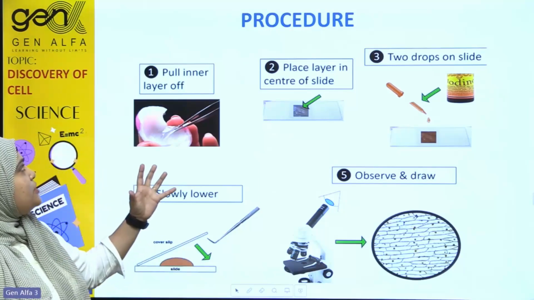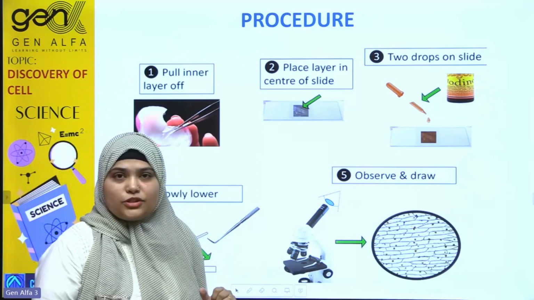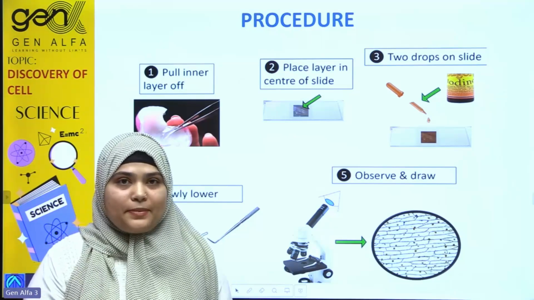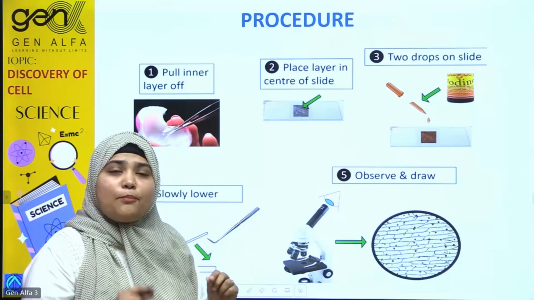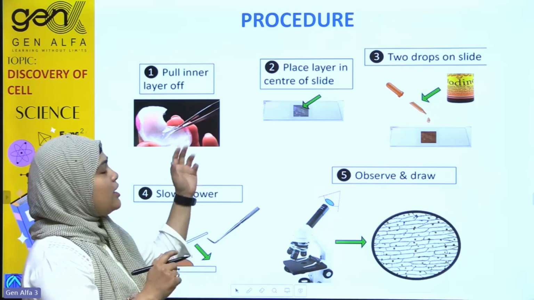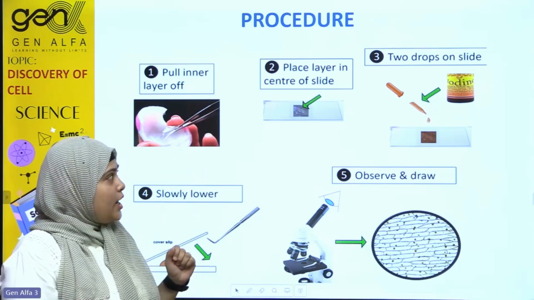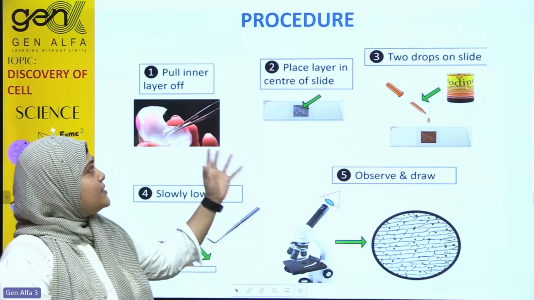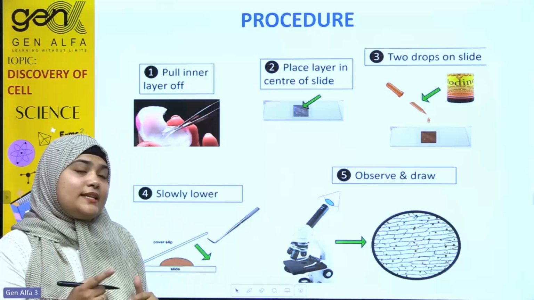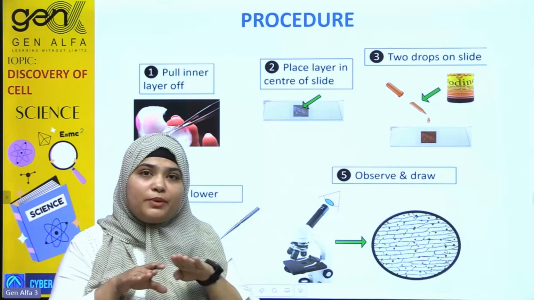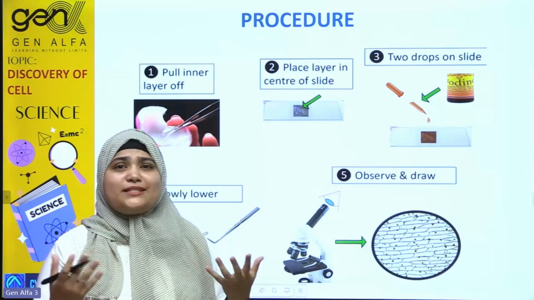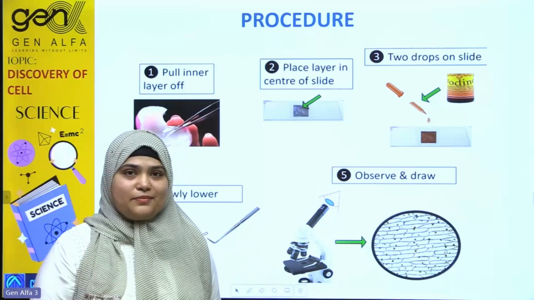This is the step-by-step procedure. First, pull the inner layer off. Students, what will you do? Take an onion and chop it into pieces. Take one piece and pull off the inner layer of the onion that is transparent with the help of forceps. Next, place the thin layer at the center of the slide. While placing it, make sure that this layer is flat. It should not be folded. Otherwise, you will see a cell traffic jam under the microscope.